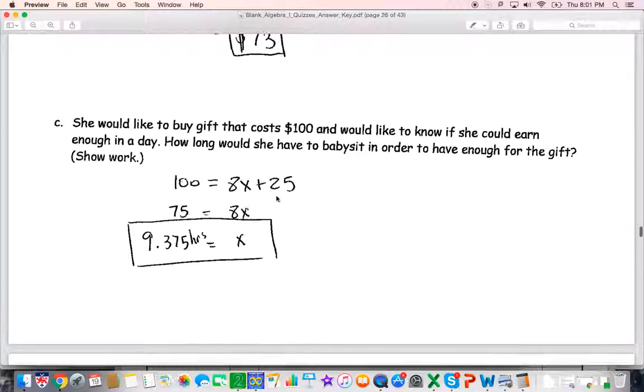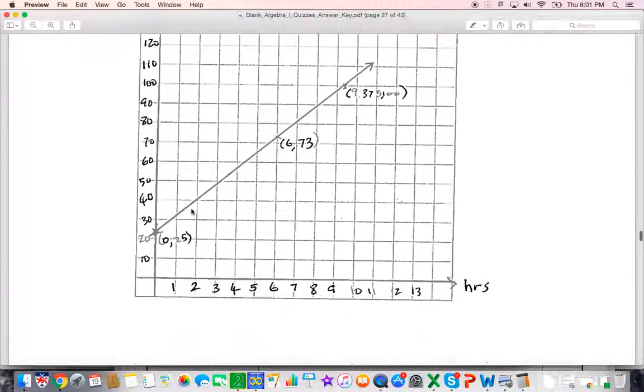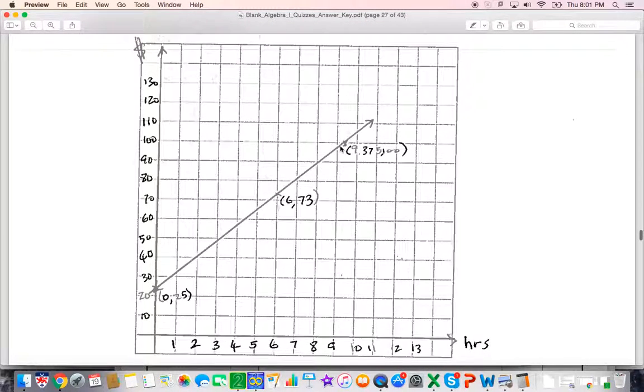And now going down to this point, when x is 9.375, y is 100. So that's our second point: 9.375, comma, 100. As you can see here, I also put a point at (9.375, 100). Those are the 2 points that I asked to indicate, but we actually also have a third point. That third point is our y-intercept.